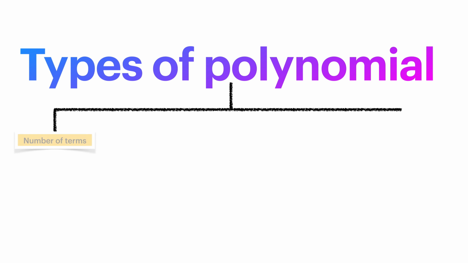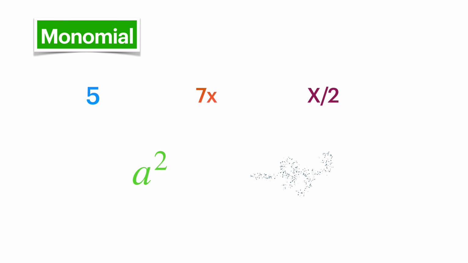So we can even classify the polynomials with respect to the number of terms and the degree of the variables. The first kind of polynomials that we come across is the monomials, where we can clearly see that the monomials are represented by one single term such as 5, 7x, x upon 2, a square, minus 9y cube. And then comes the other kind, which is the binomial.